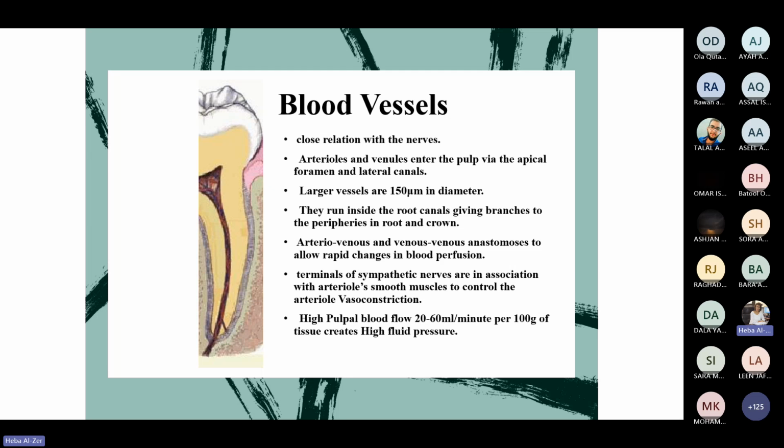The pulp has a very high pulpal blood flow, which is indicated here as 20 to 60 millimeters per minute per 100 grams. That is very important to create the high fluid pressure that is pushed to the dentinal tubules as a defensive mechanism to push all the pathogens away from the dental pulp.